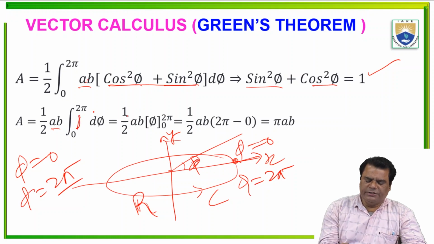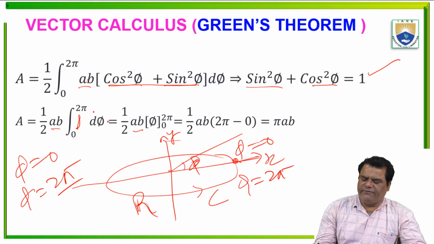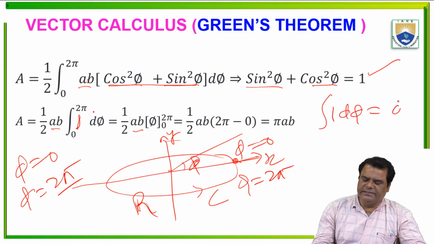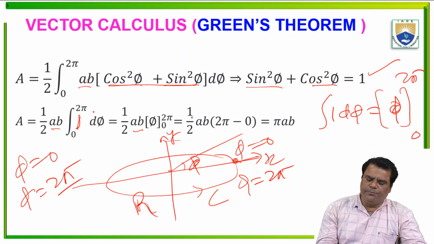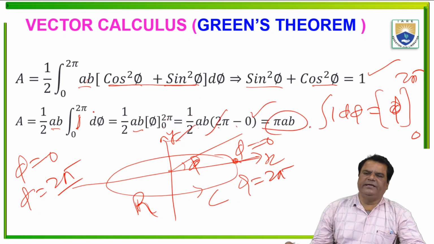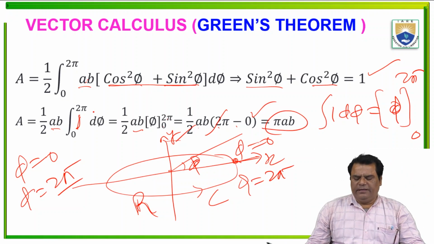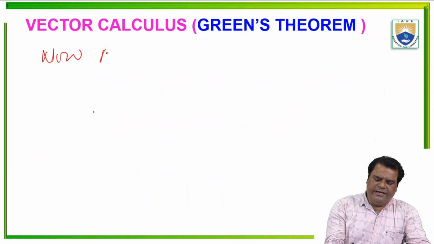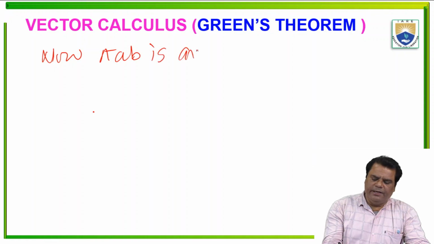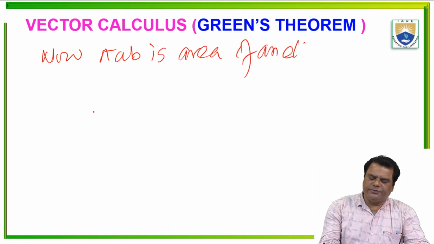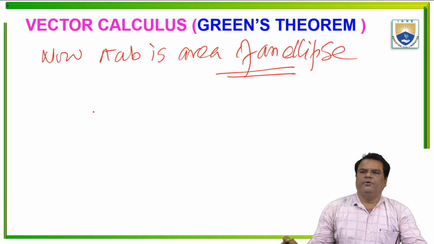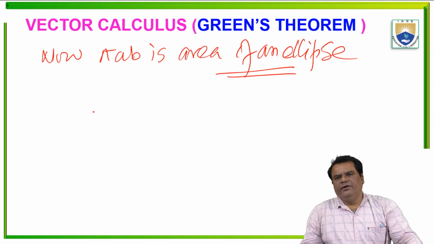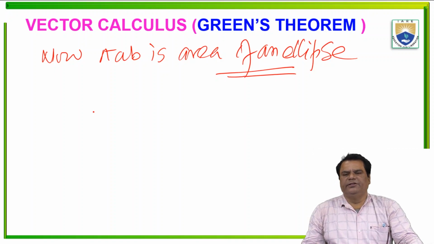So this equals 1/2 ab ∫ 1 dφ. The integration of 1 dφ is φ only, with limits 0 to 2π. So 1/2 ab times (2π − 0). The 2 cancels, and we get πab. So πab is the area of an ellipse. We can find the area of an ellipse with the help of Green's theorem.